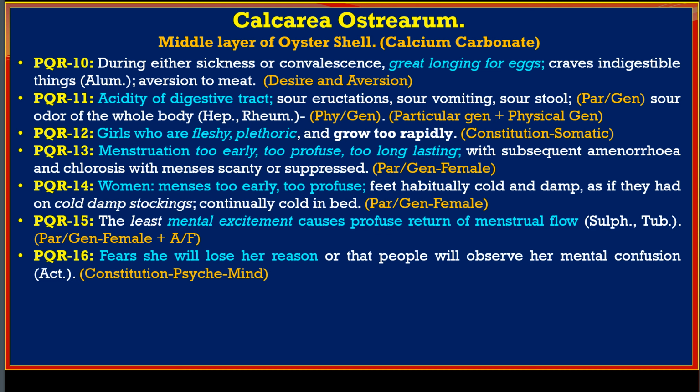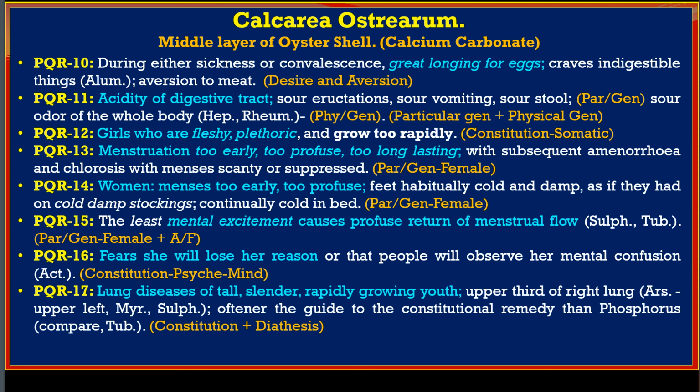PQR 16 tells us fears she will lose her reason or that people will observe her mental confusion, like Cactus. So this is a mental general, especially of Calcarea carb.